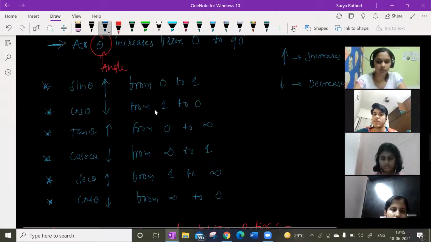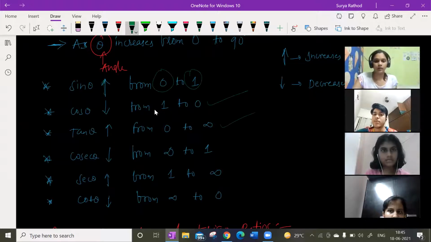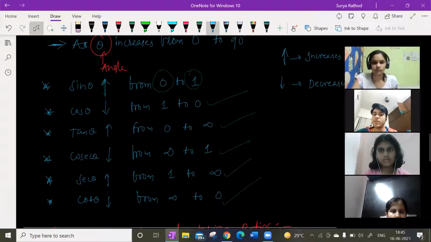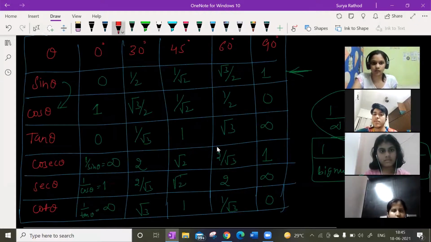Look at this here. Sin theta is increasing, 0 to 1. Cos theta is decreasing from 1 to 0. Tan theta is increasing again, 0 to infinity. Cosecant theta, infinity to 1. And secant theta, 1 to infinity. Cot theta, infinity to 0. This is what is happening. Everyone try to understand this carefully.